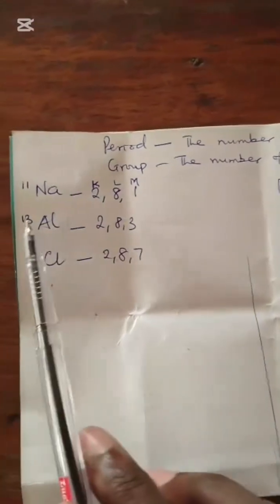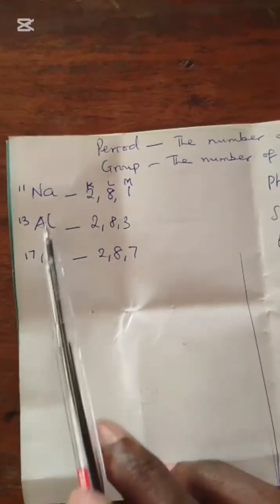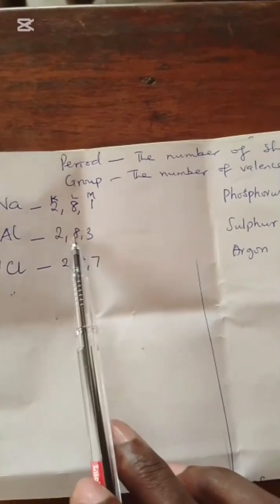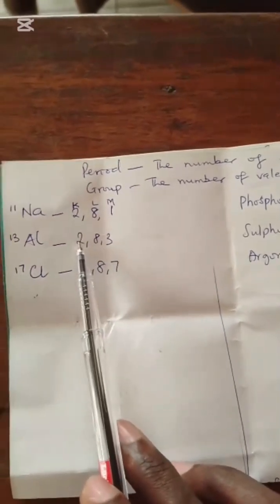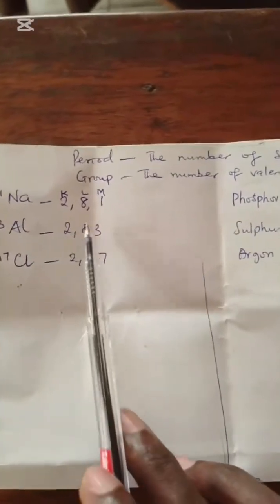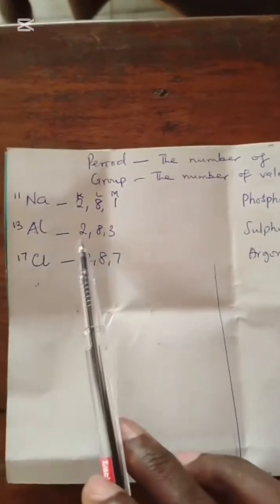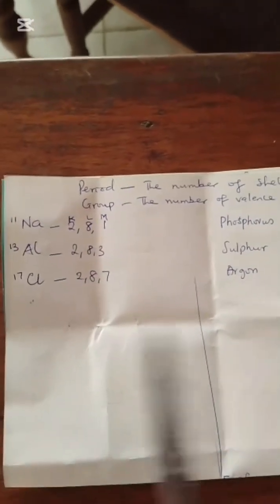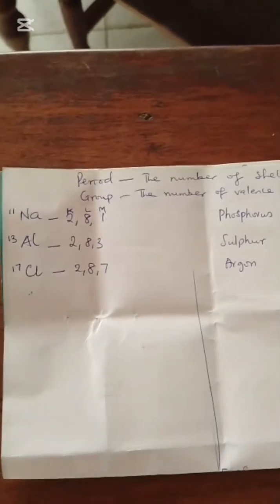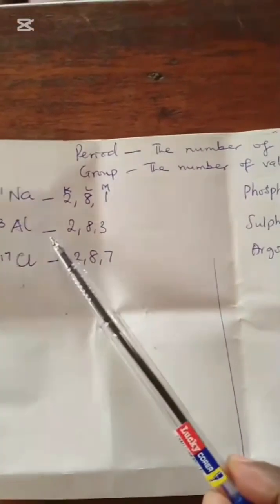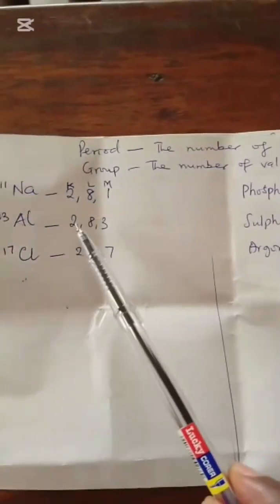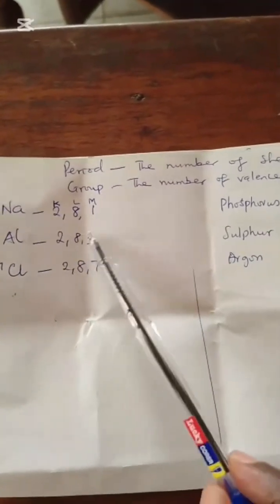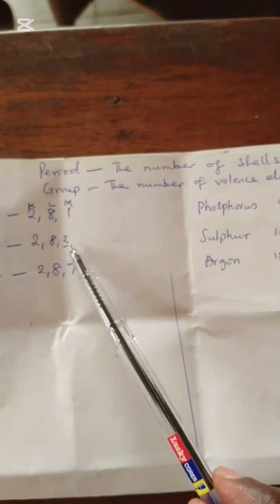For aluminium, aluminium has an atomic number of 13, remember? So it has 3 shells: 2 in the K shell, 8 in the L shell, and 3 in the M shell, so 2, 8, 3. To know the period, remember the periods are the horizontal rows, right? So what period does aluminium belong to? Just look at the number of shells. It has 3 shells, K shell, L shell, M shell. So aluminium is period 3 and group 3 because that's 3 in the outermost shell.